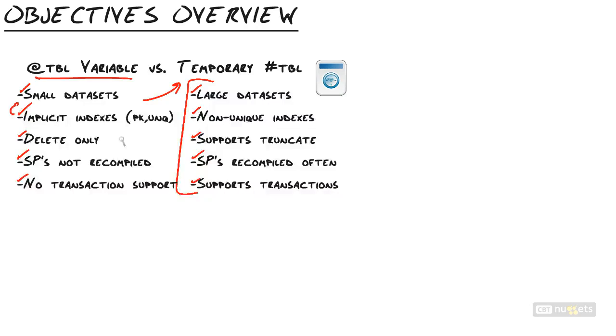Oh, and an interesting side note here, in SQL Server 2014, this limitation goes away, which means we can create non-unique indexes on table variables, which even cuts down into our small data set side of table variables. So we'll have even fewer reasons to use temporary tables in the next version of SQL Server.